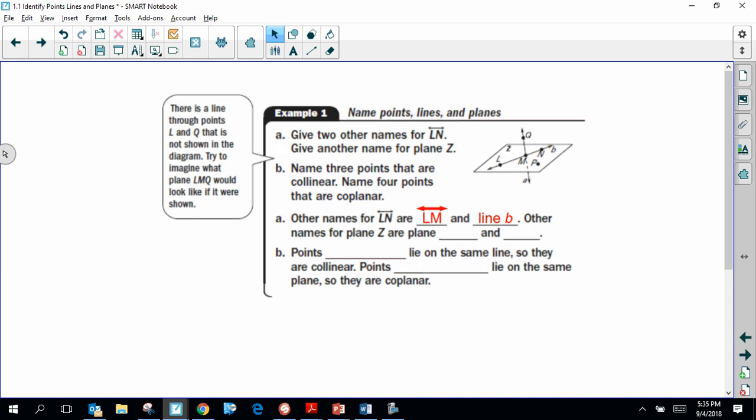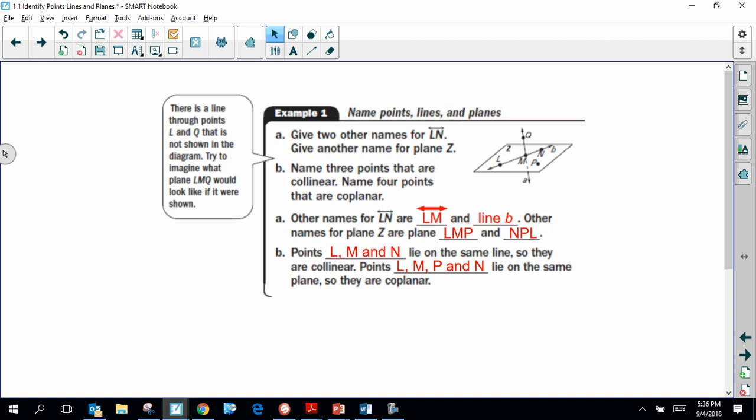Give another name for plane Z. Well, any three points that are not on the same line can name it. So here are examples of how we can name them: plane LMP and plane NPL. Part B says name three points that are collinear. Collinear means on the same line. So here L, M, and N are on the same line. And name four points that are on the same plane, that are coplanar. So L, M, P, and N are on the same plane.